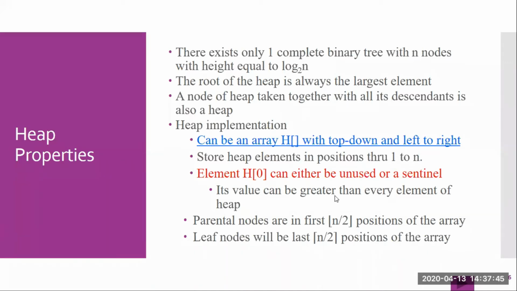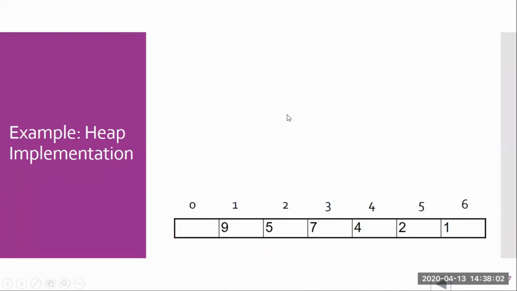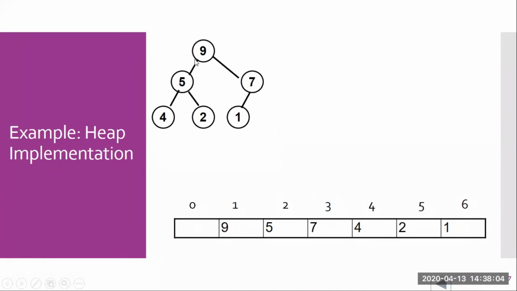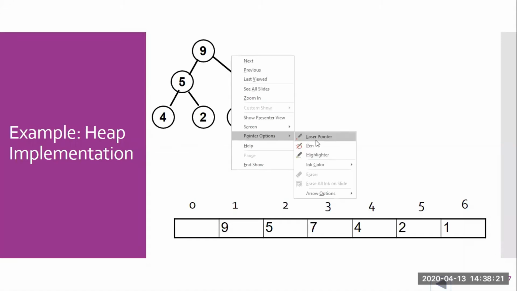So the first representation that we can use is an array representation. Let's just see how this array representation works. This is the tree that I am taking, which is a heap. If I want to convert this heap into an array representation, I have to go from top to bottom, left to right. I need to take the elements and start placing them one after the other.